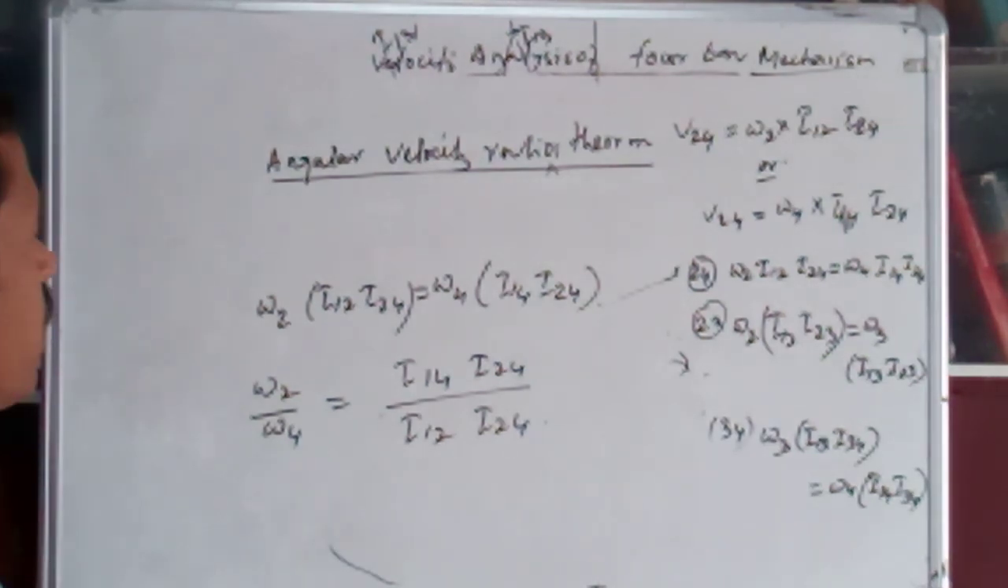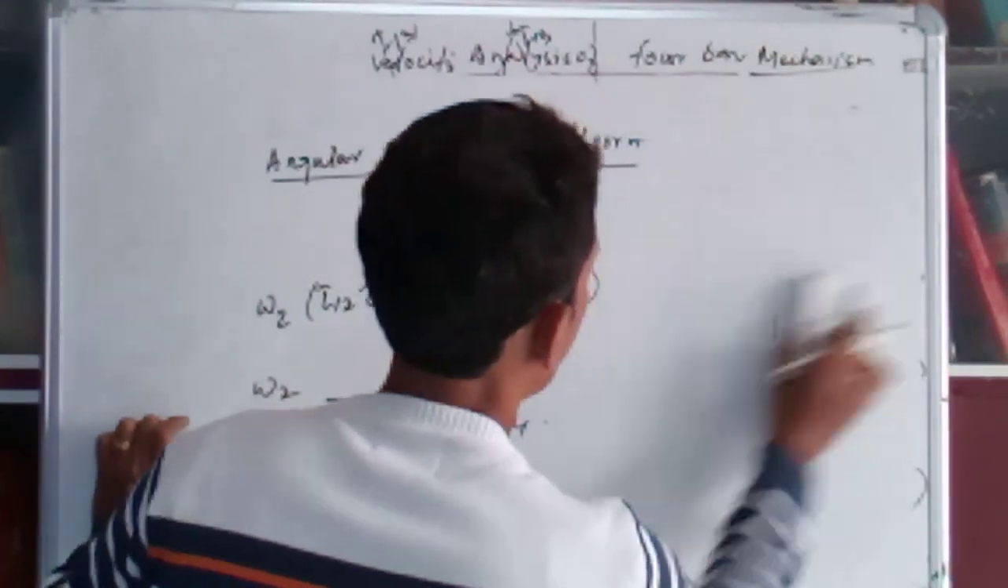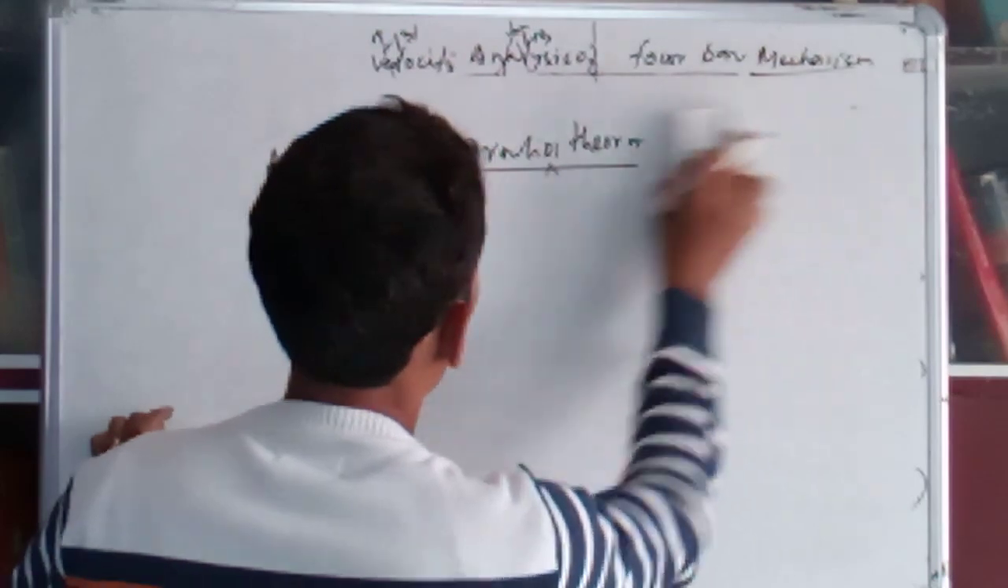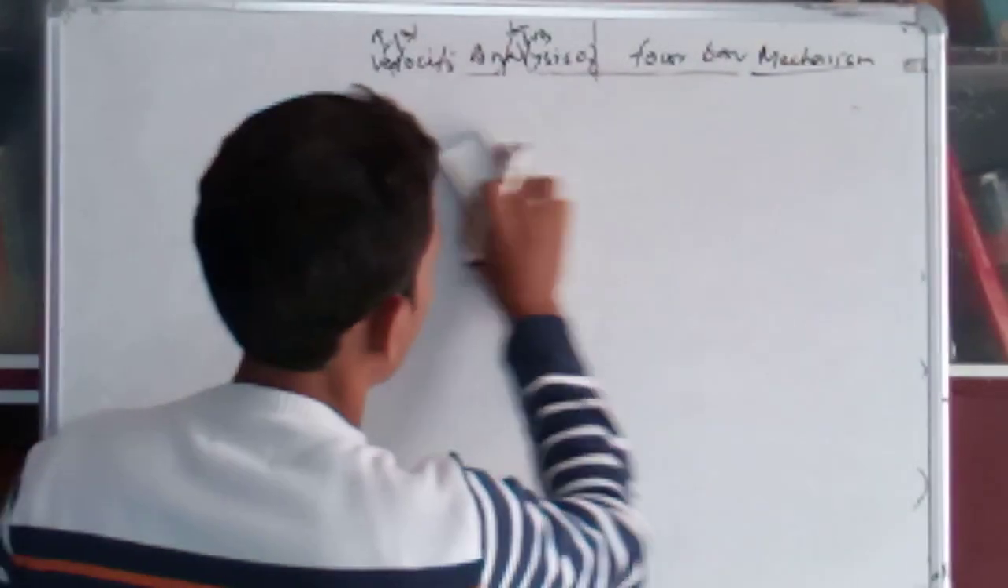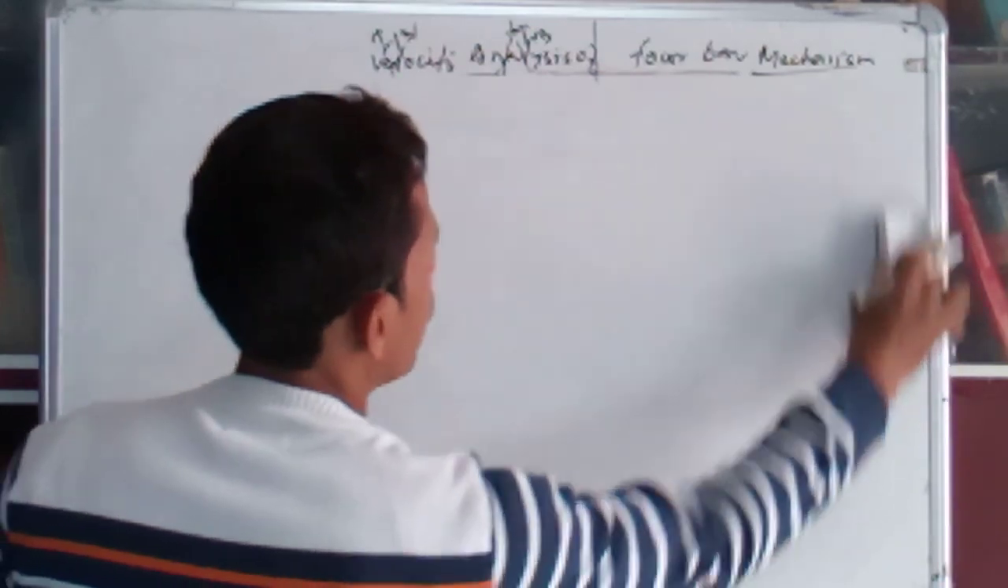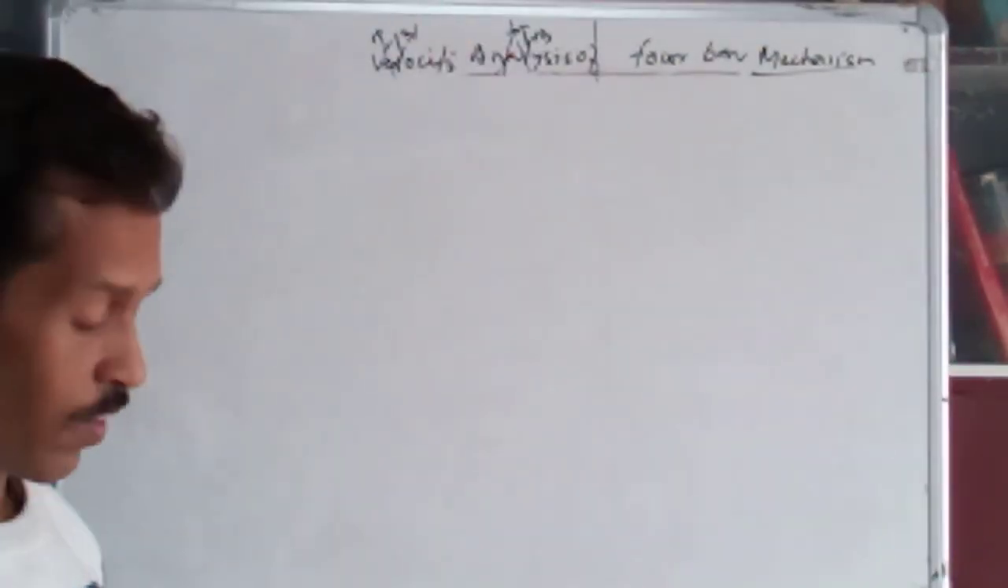Okay, so I hope you have understood this angular velocity ratio theorem and how to find out the instantaneous center of a four-bar mechanism, or where the position of the link is different. Okay, so I think you have understood.